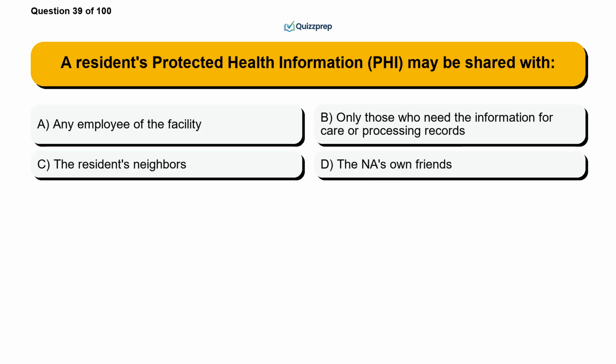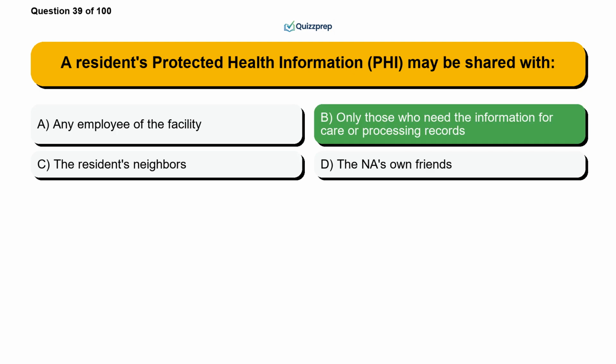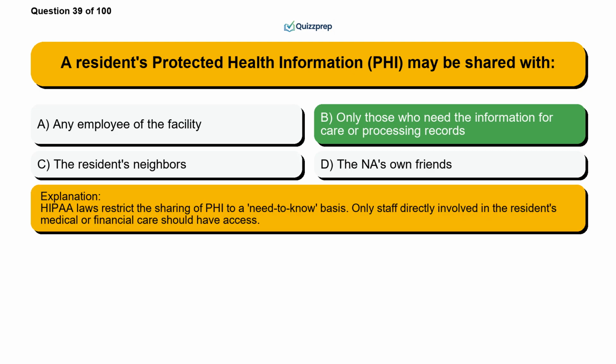Question 39. A resident's protected health information, PHI, may be shared with: Option A, any employee of the facility. Option B, only those who need the information for care or processing records. Option C, the resident's neighbors. Option D, the NA's own friends. The correct answer is option B, only those who need the information for care or processing records. HIPAA laws restrict the sharing of PHI to a need-to-know basis.